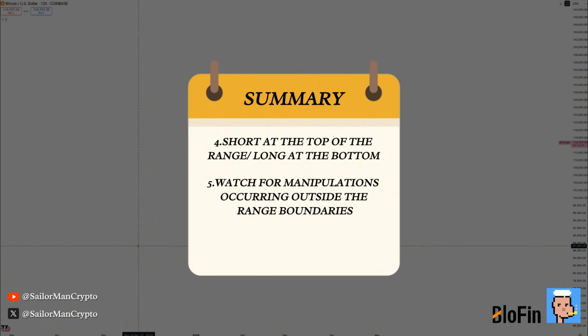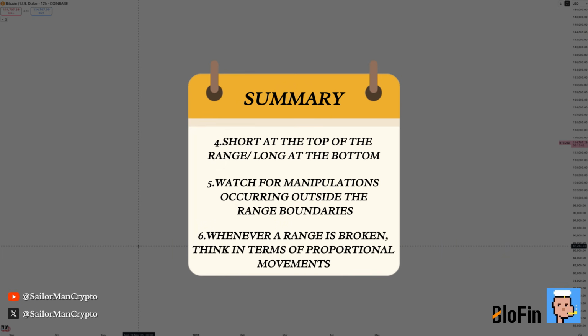The last important part: whenever a range is broken, you have to think proportionally. If we have a range for many days, weeks or months, and that range is finally broken up or down, remember to apply a proportionality concept. If a range is broken to the upside, so it resulted in being an accumulation range, and it was a very long accumulation range, consider that after a very long accumulation range, there will potentially be a very long uptrend or markup, as Wyckoff explained.